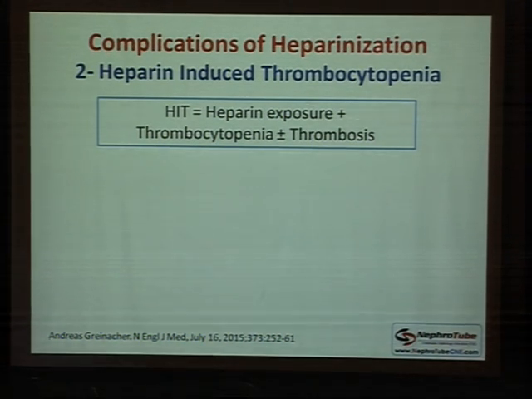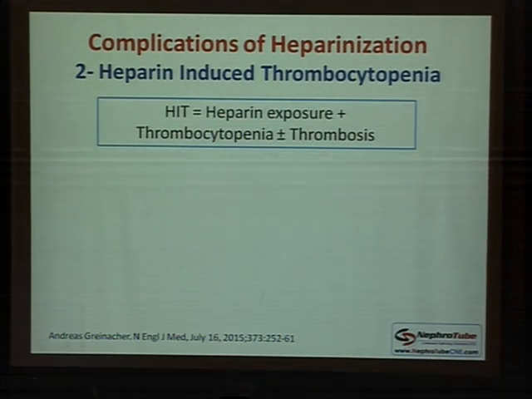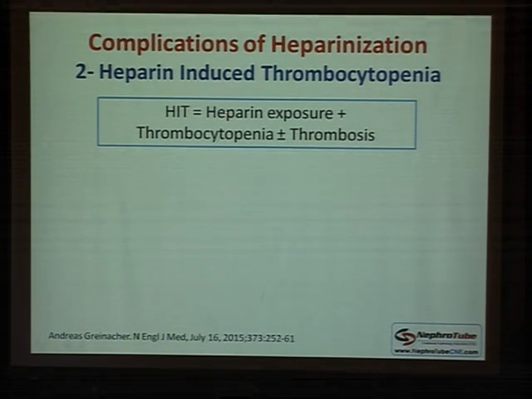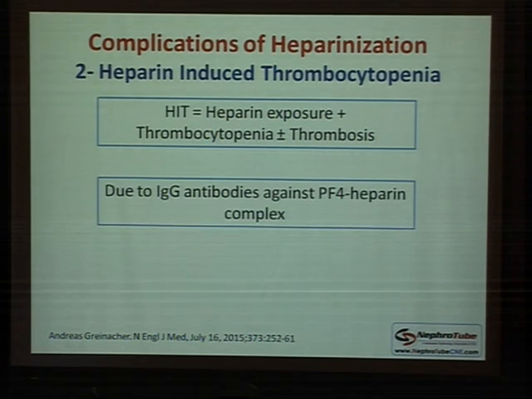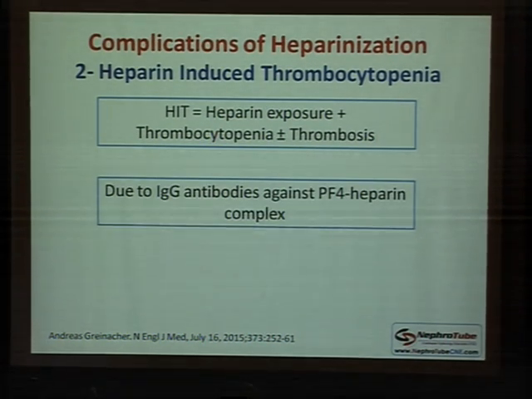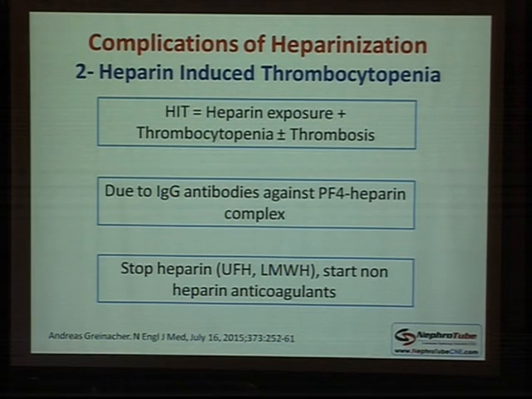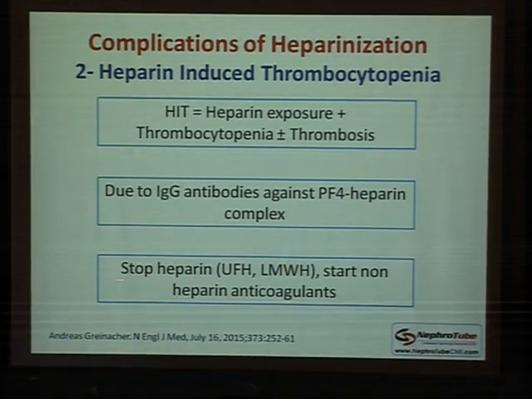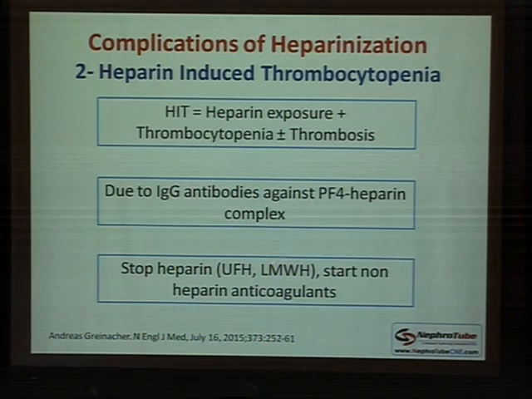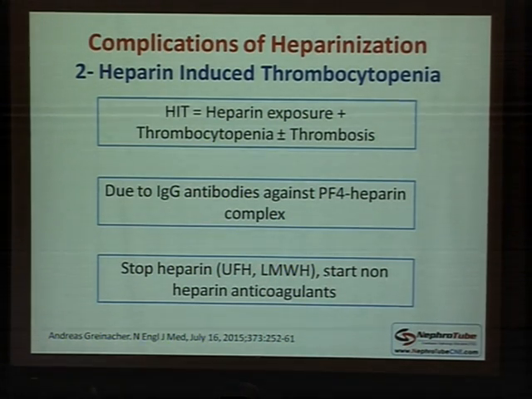The second complication of heparin is heparin-induced thrombocytopenia. This is a large topic. I will cover it in very short words. Heparin-induced thrombocytopenia is heparin exposure plus thrombocytopenia plus or minus thrombosis. The main cause is IgG antibodies that are formed against the platelet factor 4 heparin complex. The main management is to stop heparin, even unfractionated or low molecular weight heparin that I will talk about, and start non-heparin anticoagulants. This is in short.